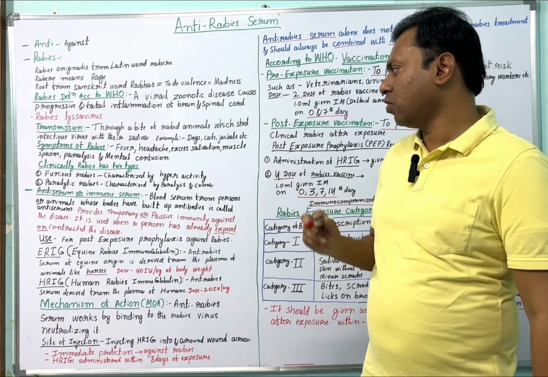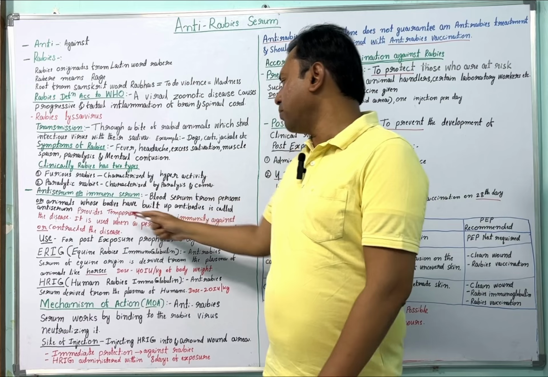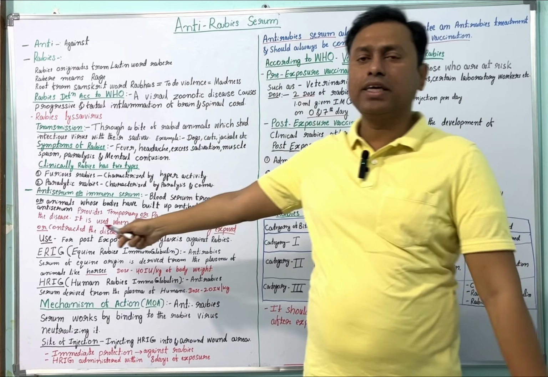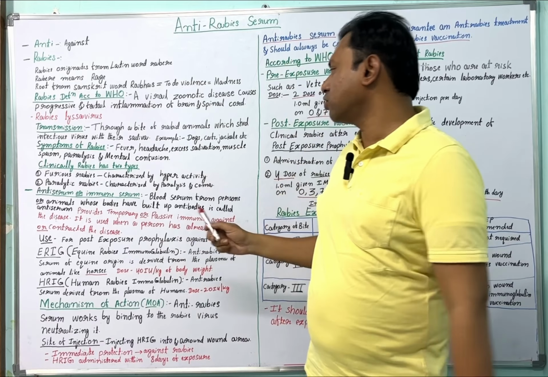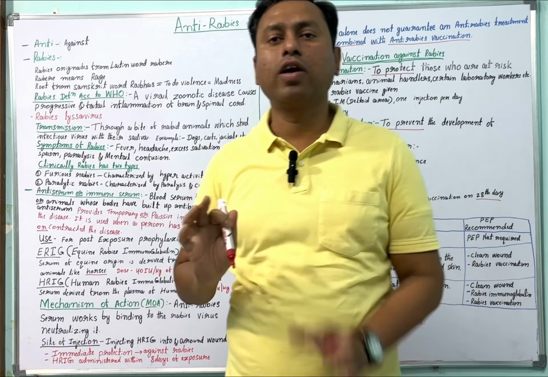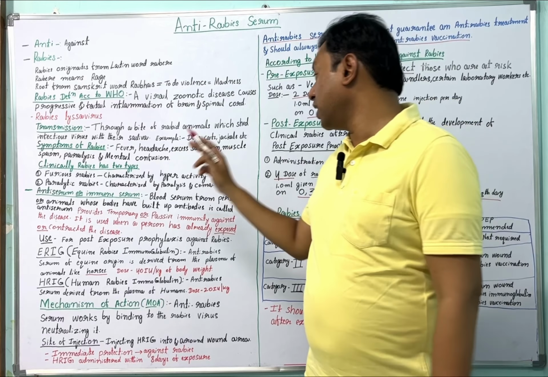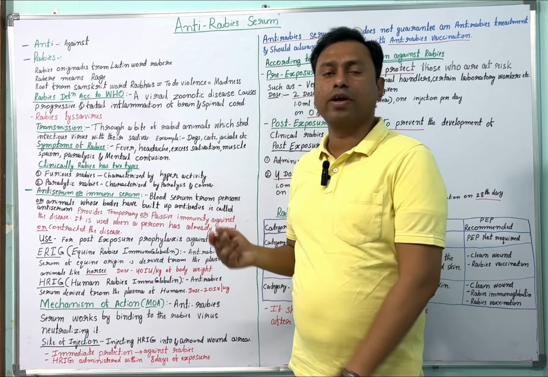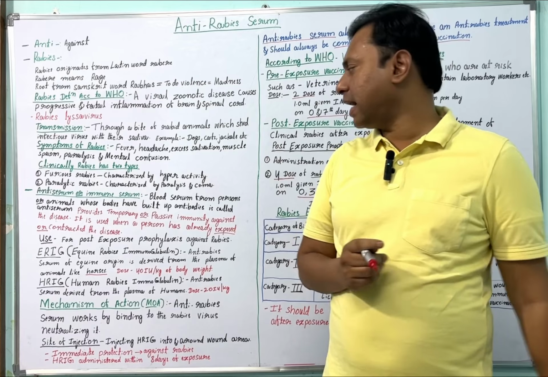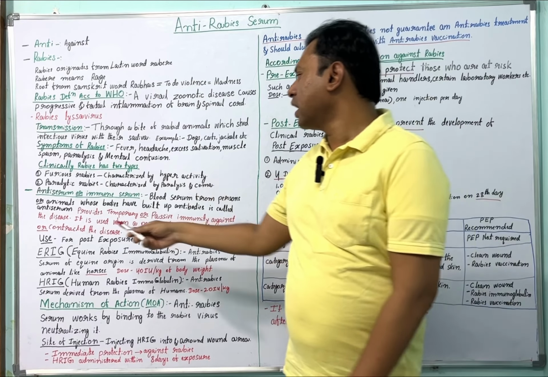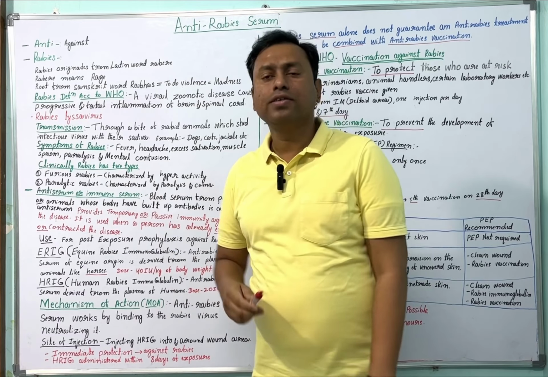immune serum. Now, this provides temporary immunity. This anti-rabies serum provides temporary, passive immunity against the disease. It is not permanent. It is temporary relief, temporary passive immunity. It produces temporary passive immunity against rabies, and it is used when a person has already been exposed to or come into contact with the disease.